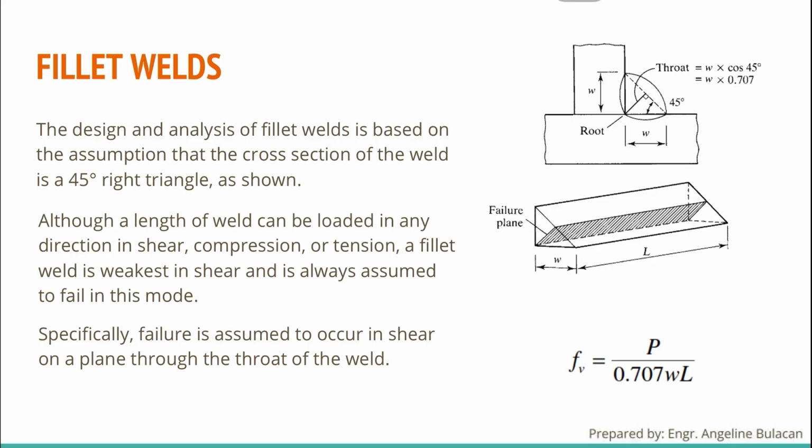So to determine the shear stress, we use this formula: Fv is equal to P over 0.707 WL. So this one is the area. It pertains to this tributary area.